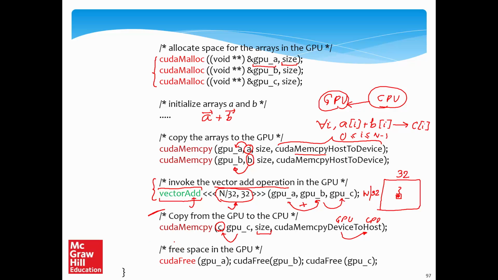Now that we have computed the final result on the GPU and gotten it into the memory space of the CPU, what's left? Well, what's left is a final cleanup. So we free the space within the GPU.